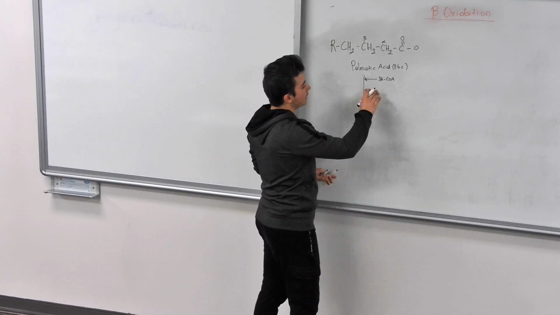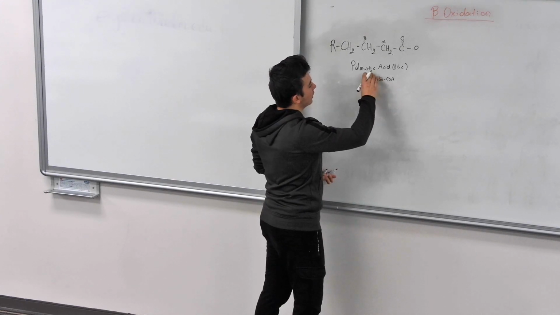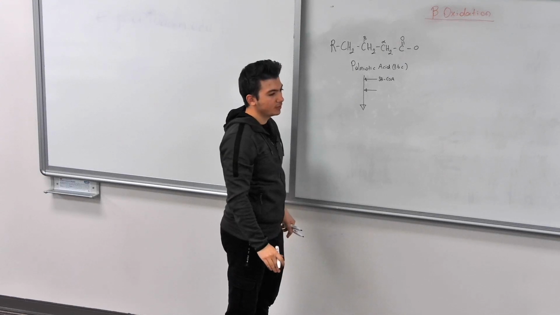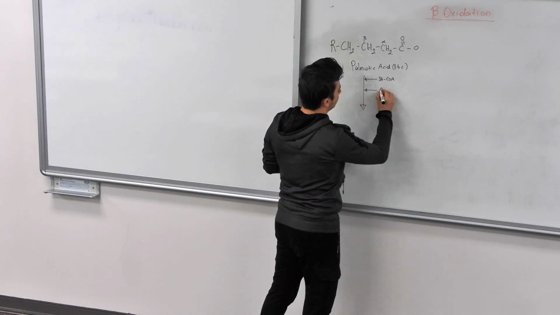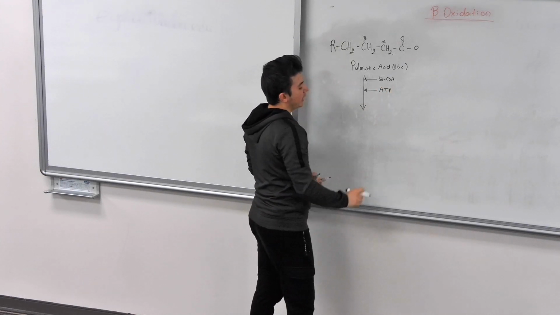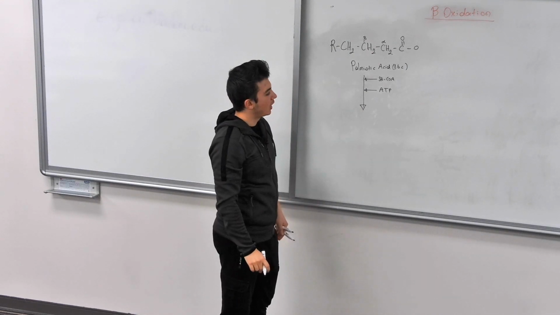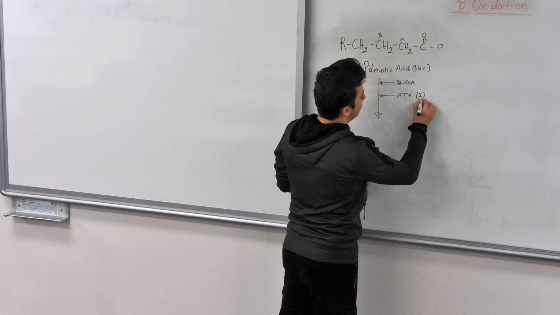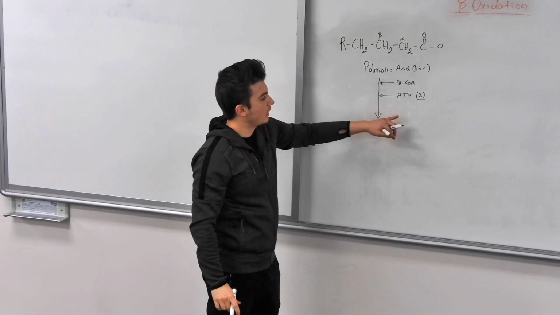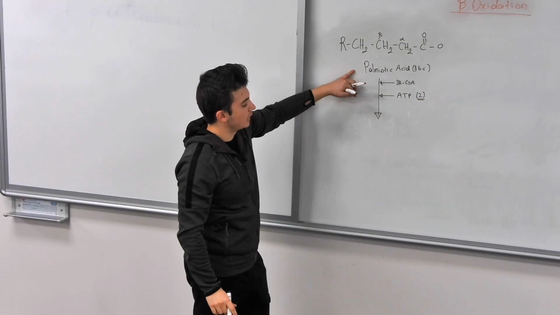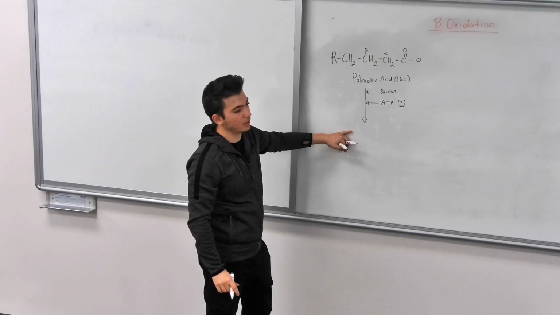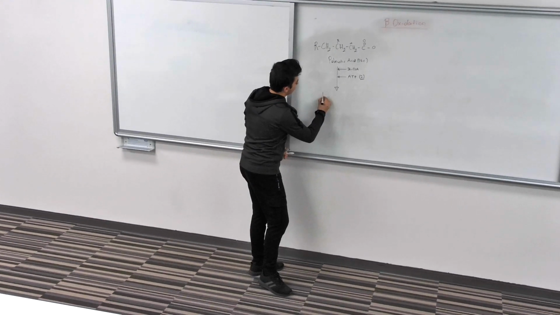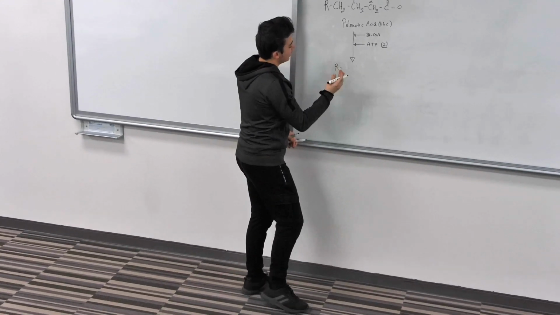Of course, while I am adding coenzyme A to palmitic acid, I need energy. So, where is the energy coming from? Of course, the energy is coming from the ATP molecule. But how many ATP do I use? Of course, I use 2 ATP, okay? 2 ATP are used in order to activate palmitic acid to palmitoyl coenzyme A. The molecule that is generated is palmitoyl coenzyme A.